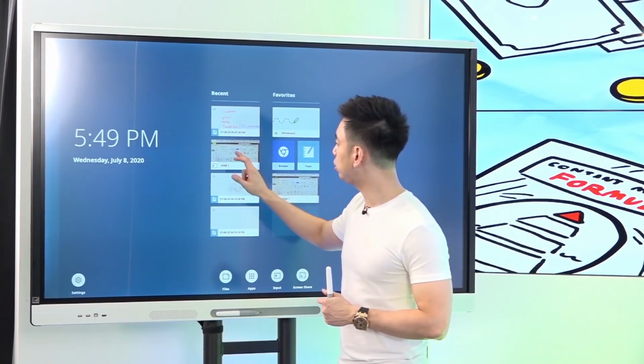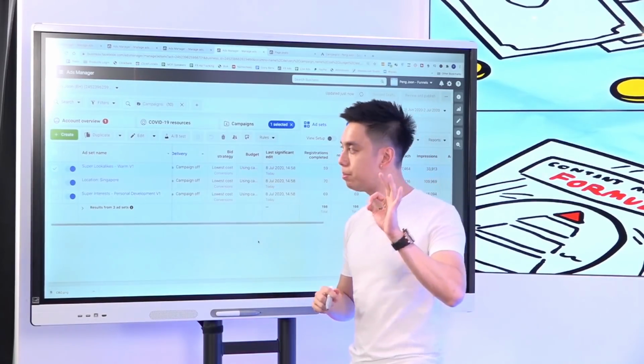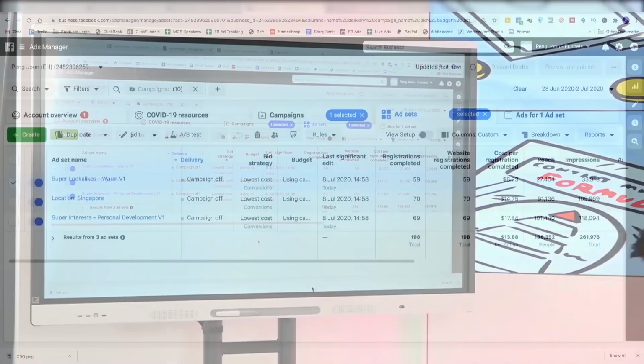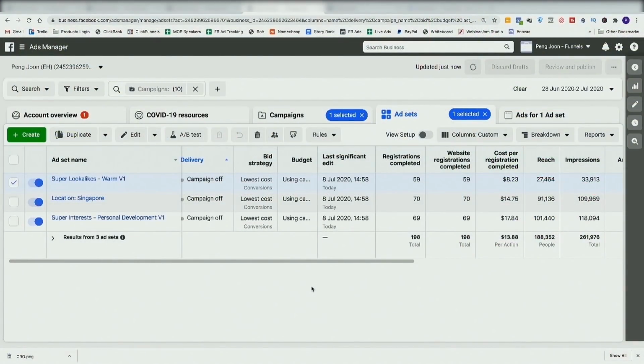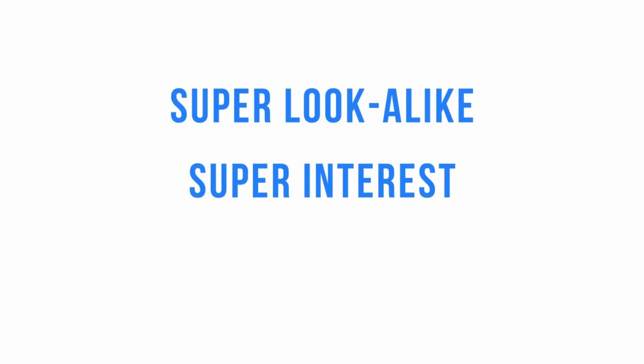That is when we need to come back to this CBO and understand that there are three main things in utilizing this guiding ad set structure. Now, what is a guiding ad set structure? You'll see that in a typical campaign, we have three different ad sets. Okay, now what are these ad sets? Number one, you have the super lookalikes, which we'll talk about in a second. Then you have a super interest, and then you have location.